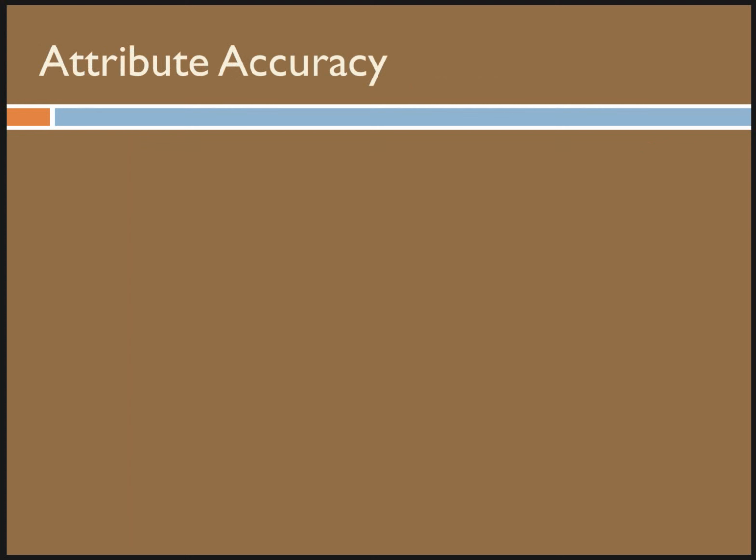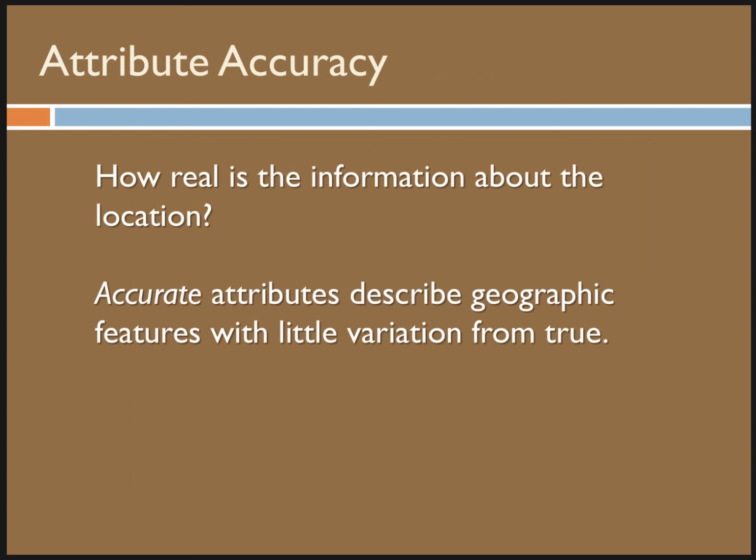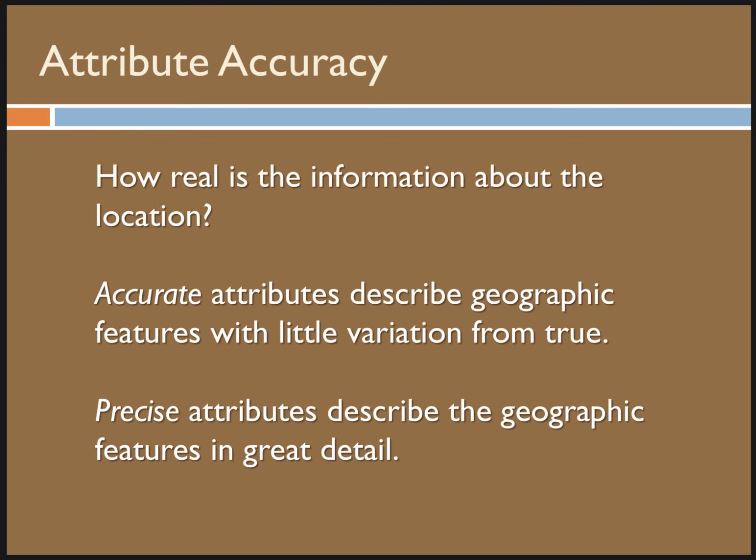So attribute accuracy. This is different than positional. Now we're talking about how real the information is about the location, how true it is. Accurate attributes describe geographic features with little variation from the truth, and precise attributes describe the geographic features in great detail. So an example might be whether a Douglas fir stand is described in the attribute table as an aspen stand by mistake. That would be an inaccuracy. Or if it's described simply as a conifer stand, that would be less precise. Or describing it as a Rocky Mountain Douglas fir would be more precise.